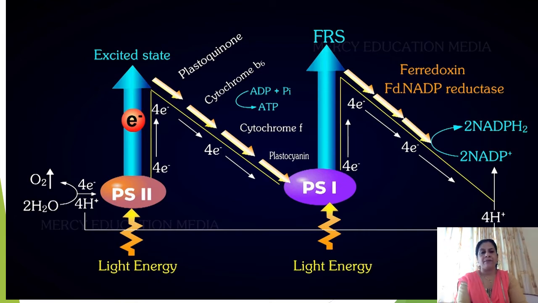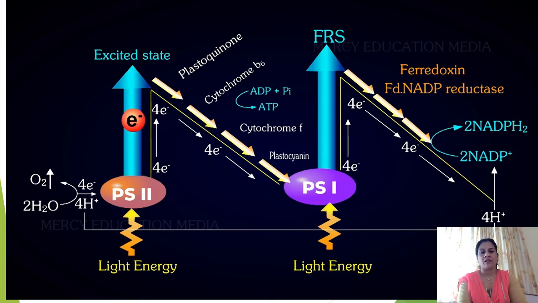At the same time, there is photolysis of water, which results in the formation of 4H plus and 4OH minus. H plus is added to NADP, and NADP is reduced to NADPH2 in the presence of the enzyme NADP reductase. So this is a very important step of formation of NADPH2, while OH minus further gives out oxygen and water, as well as electrons.